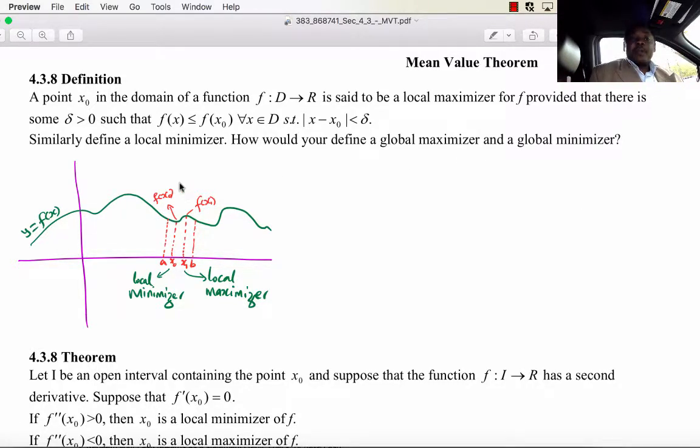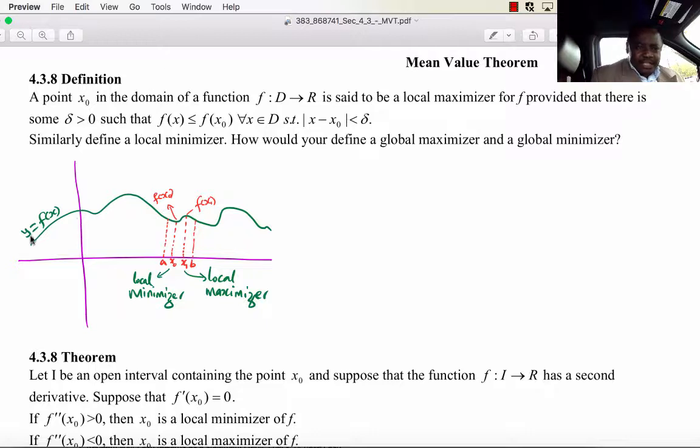4.3.8. A point x0 in the domain of f from D to R is said to be a local maximizer for f, provided that there is some delta greater than 0 such that f of x is less than or equal to f of x0 for every x in D, where the absolute value of x minus x0 is less than delta. Local, that makes sense. Local maximizer, not global maximizer. So similarly, go ahead and define local minimizer. And how would you define a global maximizer or a global minimizer?